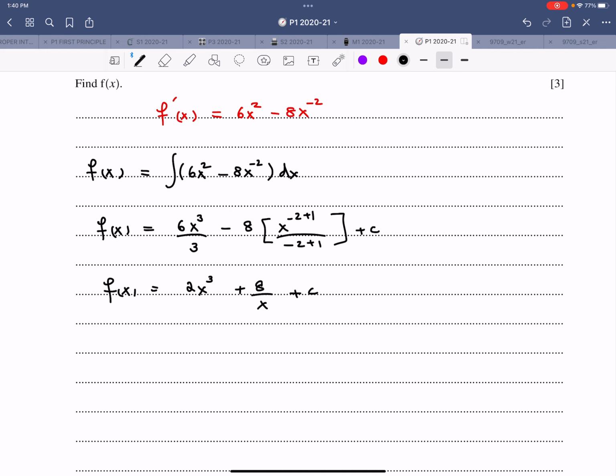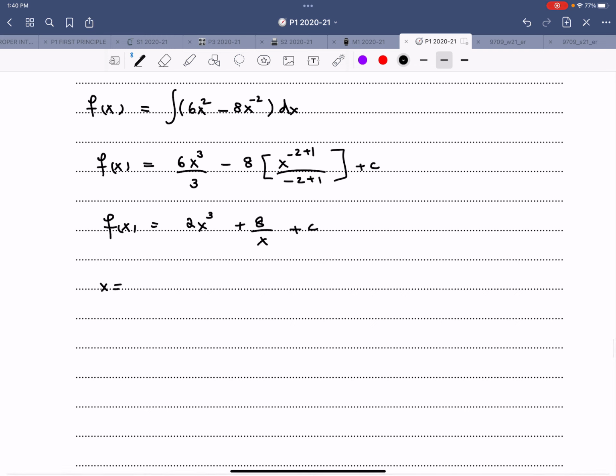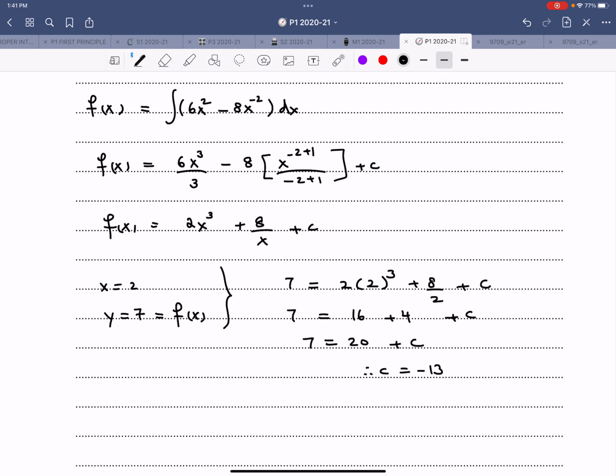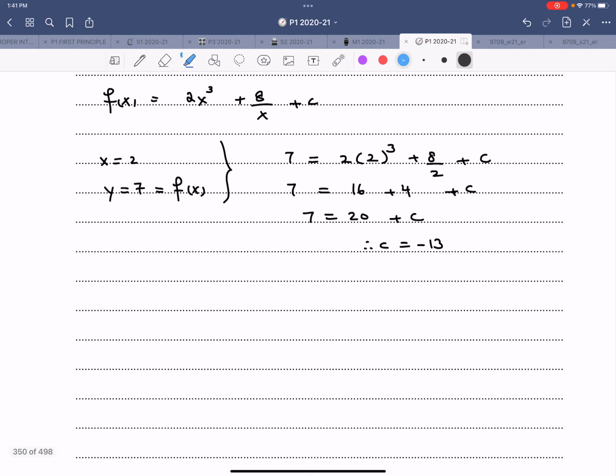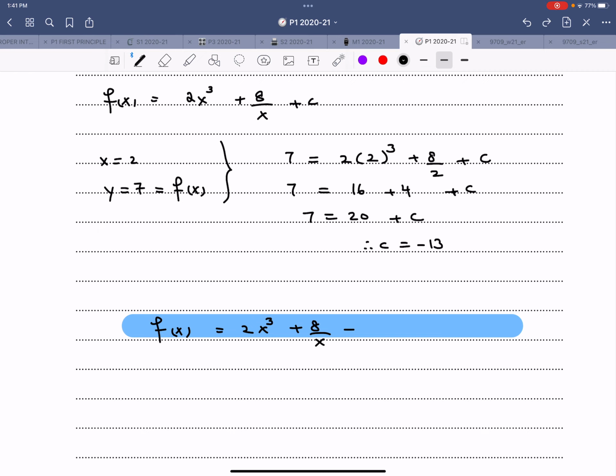Now (2, 7), what does it mean? It means when x is 2, y is 7. Another name for y is f(x). So plug it in. 7 equals 2 into 2 cubed plus 8 over 2 plus c. So therefore this is 16, this is 4, this is c, this is 7, 20 plus c, therefore c comes out to be negative 13. Therefore the final equation, f(x) equals 2x cubed plus 8 over x minus 13. That is the equation of the curve.